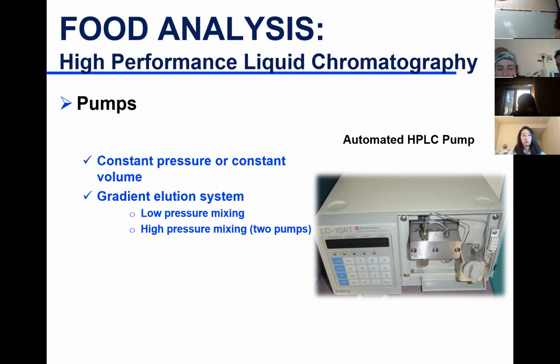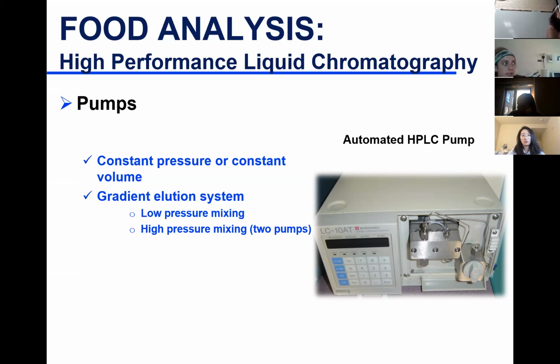We can have low pressure mixing or high pressure mixing in the case of our gradient elution when we're using multiple solvents. With low pressure mixing, I have one pump and let's say 2 solvents. The 2 solvents get mixed before they enter the pump, that we call low pressure mixing, and then they get pumped under pressure into the system, into the injector and so on.